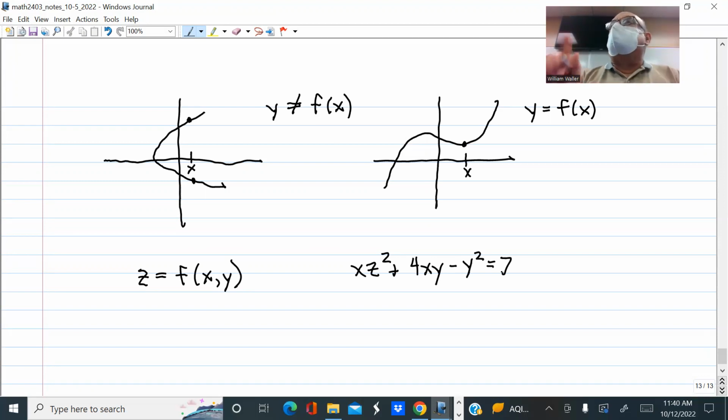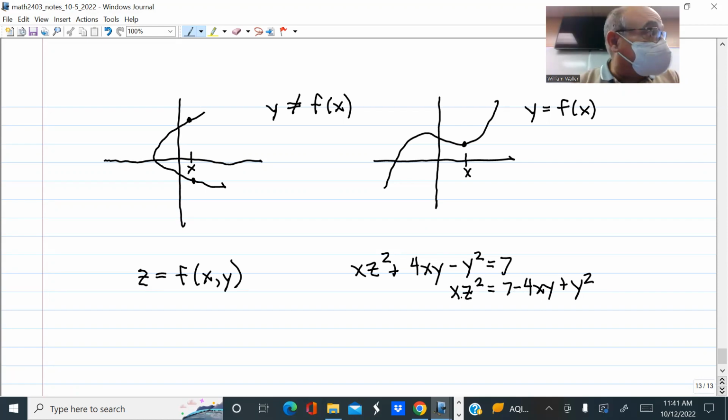All right, so what we do is let's solve this equation for z. So let's write it in kind of more traditional function form where we have the equation solved for z. All right, so that takes a little bit of work, right? But what happens? So we get, let's move these 2 terms over to the right-hand side. So I'll get x times z squared is 7 minus 4xy plus y squared, right? And then I'm trying to isolate the z. So we'll divide everything by x, right?